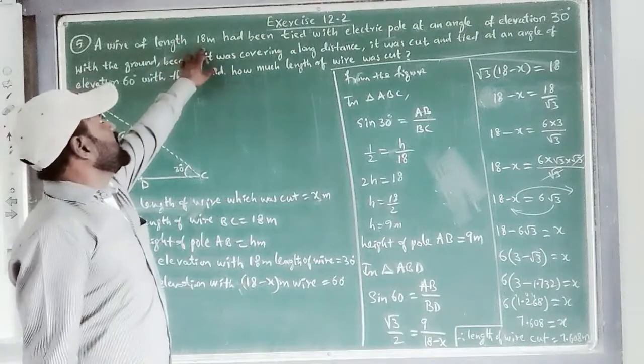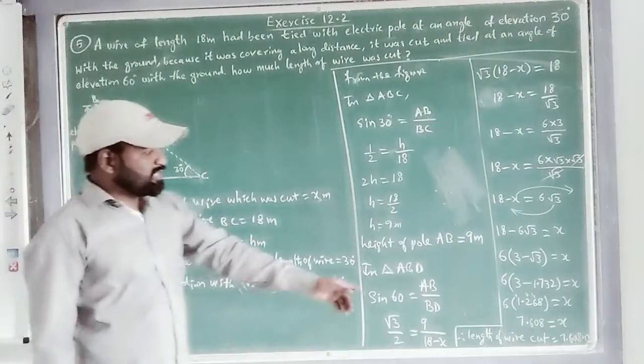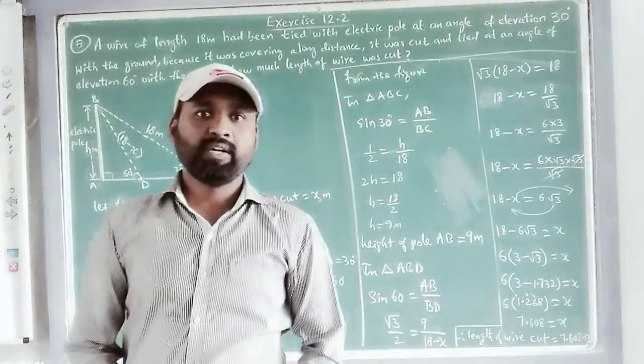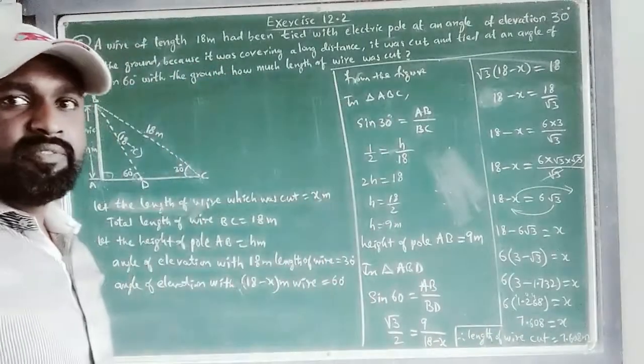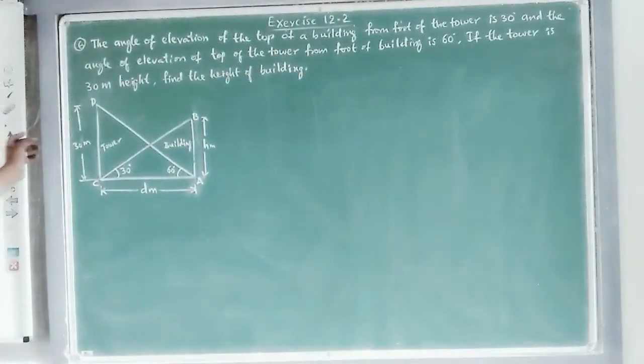Starting it is 18 meters, then some part of the wire was cut. The part of the wire which was cut is 7.608 meters. Hope you all understood. Let us continue with the next question. Okay, let's see the next question.